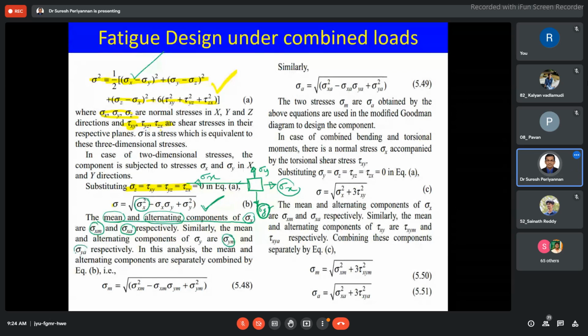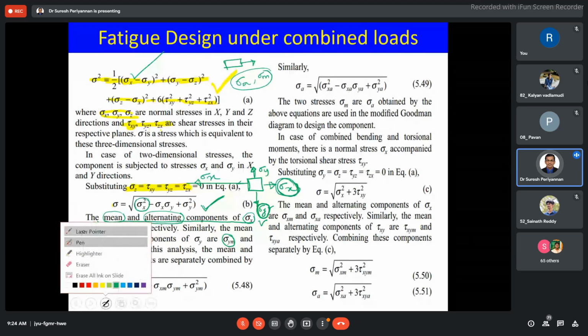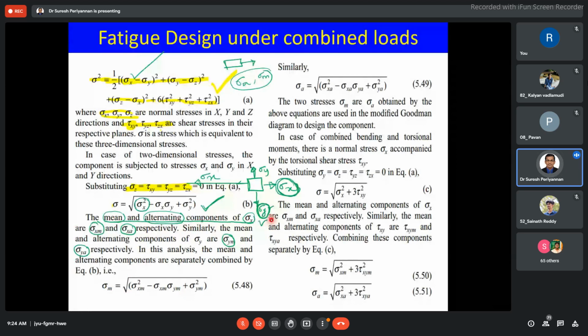Because we already know, right? When we considered simple tensile load earlier, the completely reversed load, during that time only one stress, only one bending stress, then we simply considered sigma a and sigma m. Now two stress components are acting in the component, both in the biaxial direction. In this case, I am splitting my sigma x into sigma xm and sigma xa. Similarly, my sigma y is going to be sigma ym and sigma ya. I hope you have understood that.